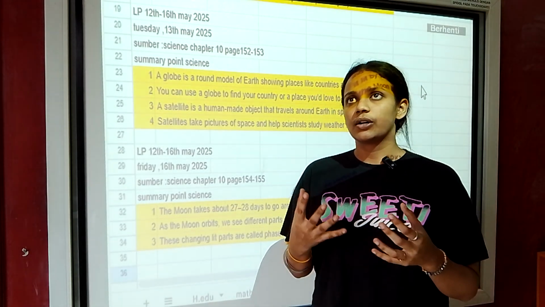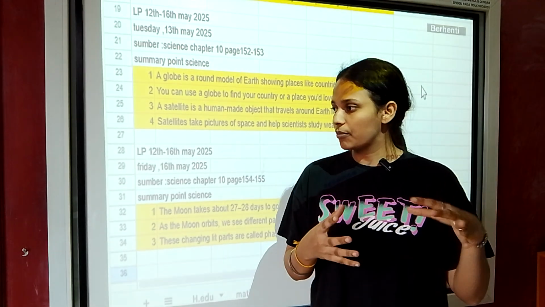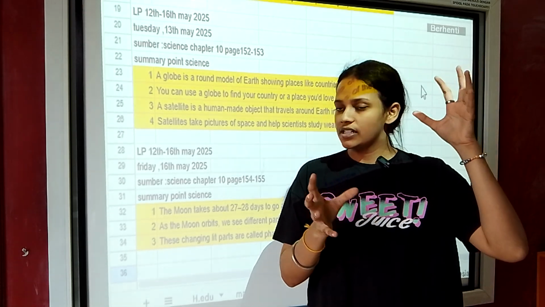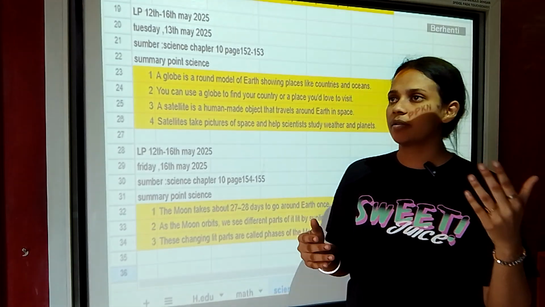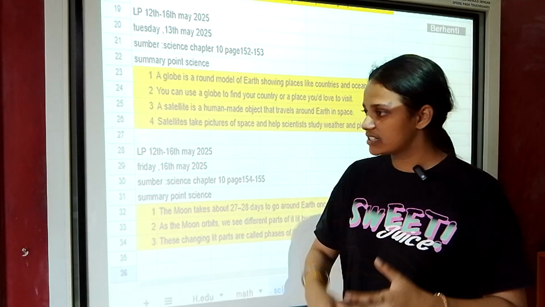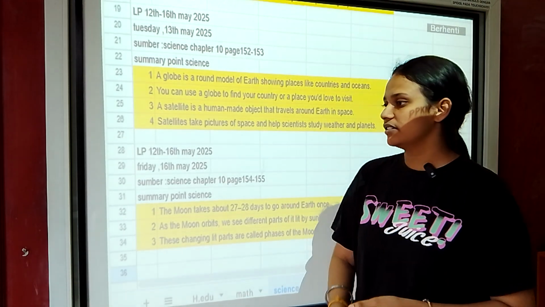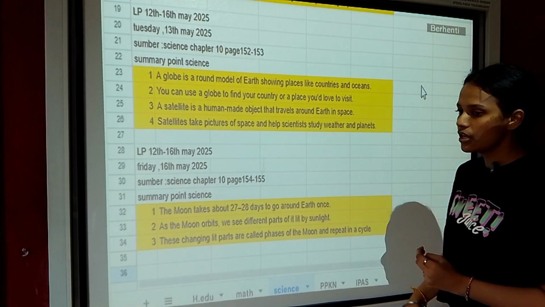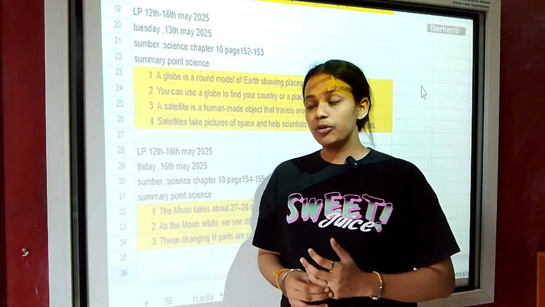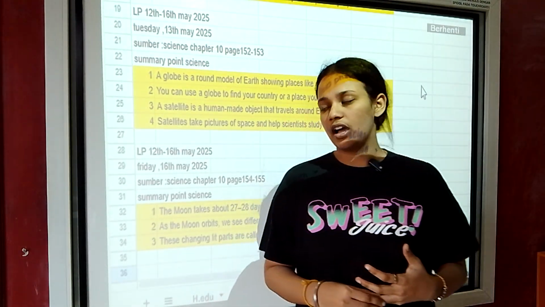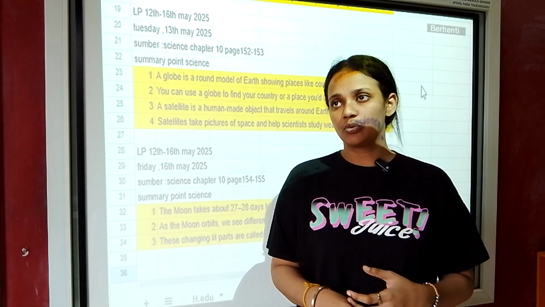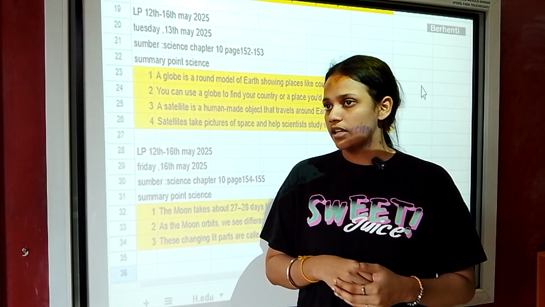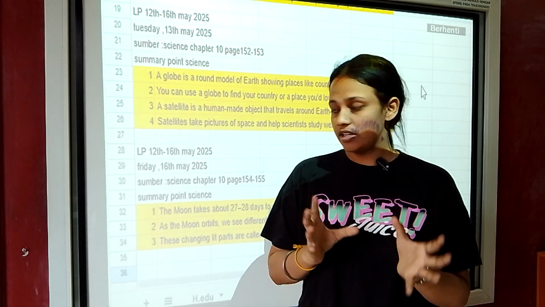So the moon reflects the light from the sun. The light that we see from the moon is the light given by the sun. Next, these changing lit parts are called phases of the moon and repeat in a cycle. So the moon phase repeats every month, about 27 or 28 days, with different kinds of shapes.